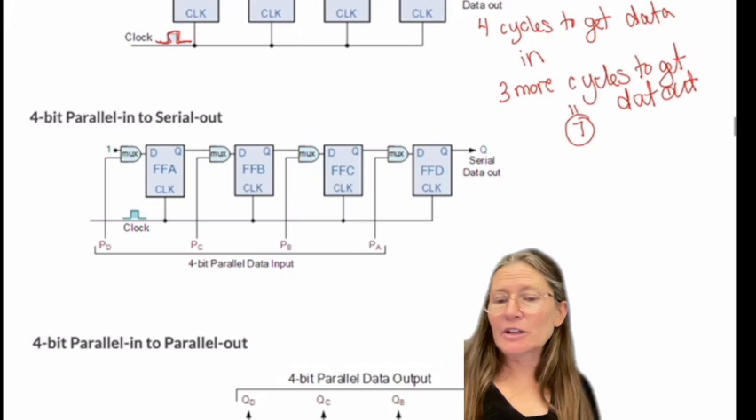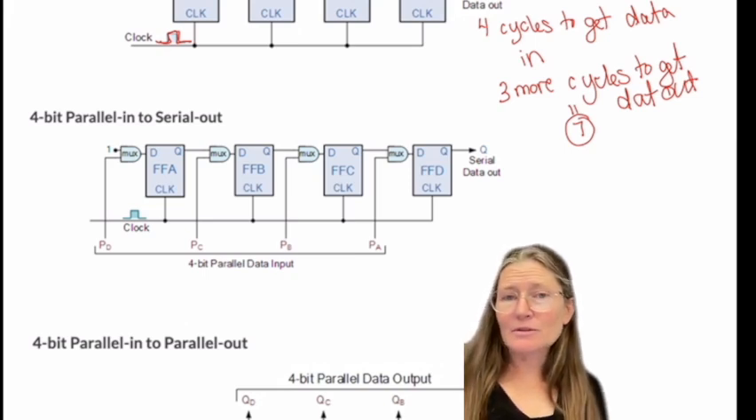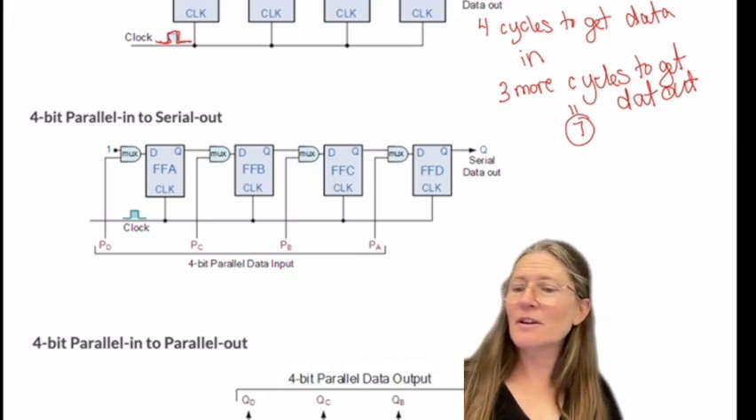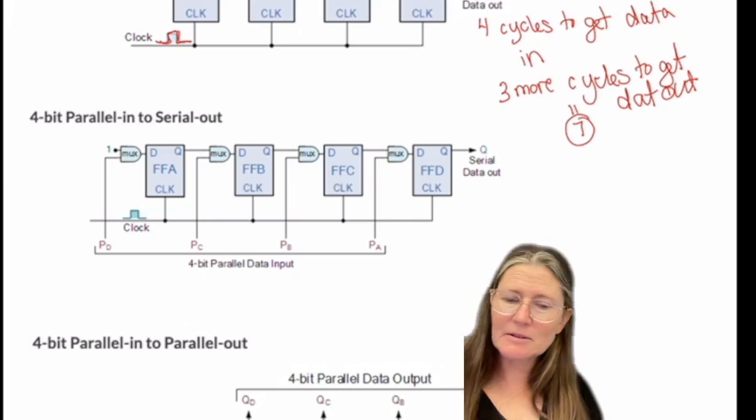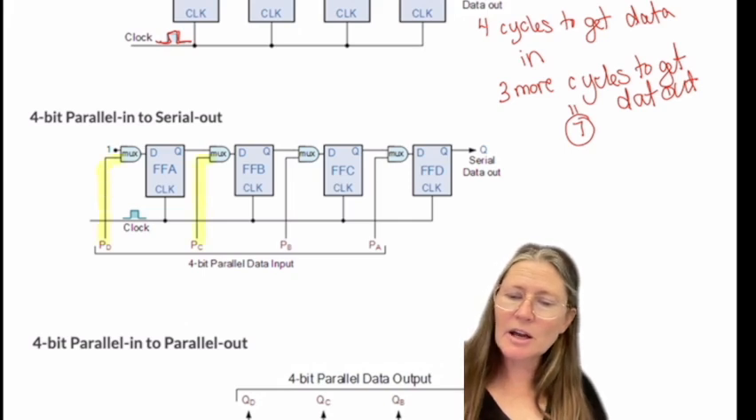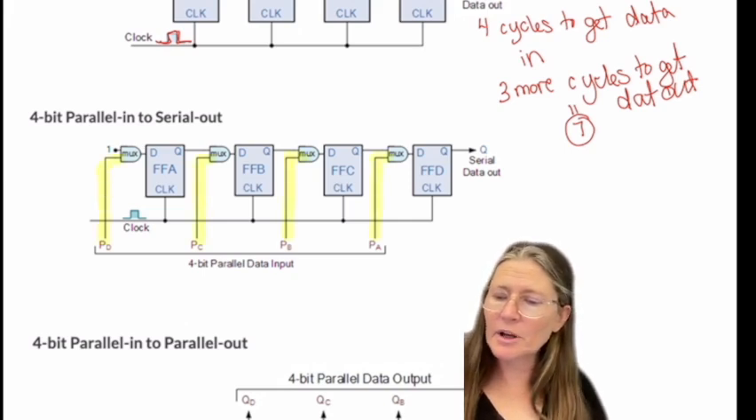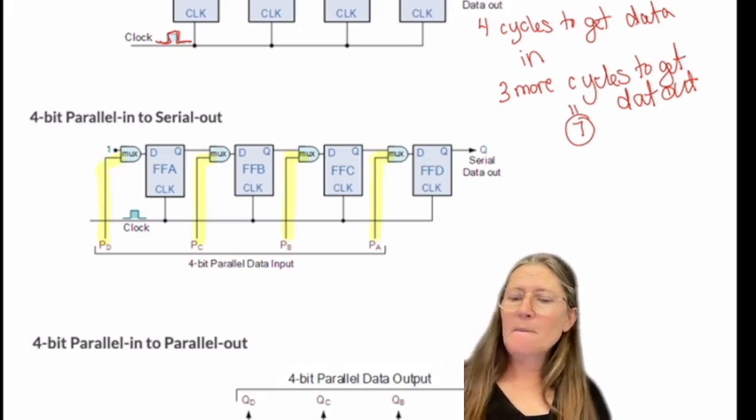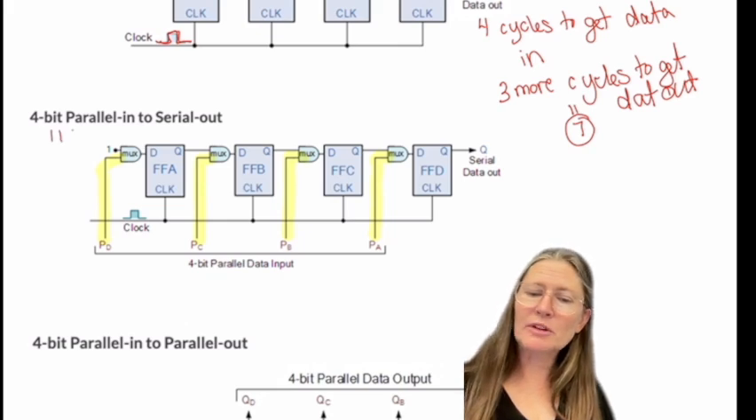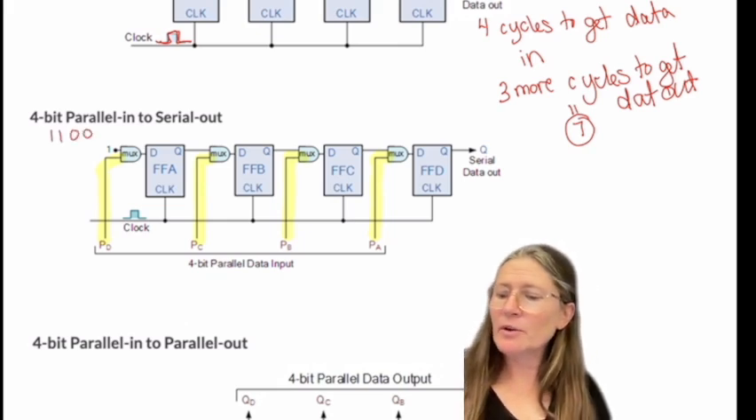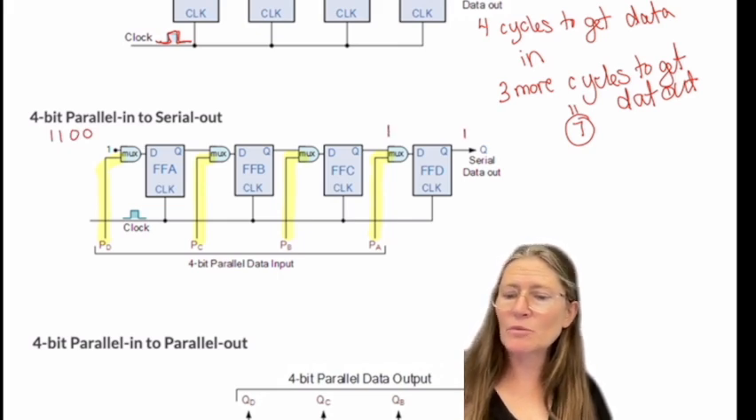Okay, parallel in and serial out. As I go through this, think about how many cycles it's going to take. These all come in at one time, going in. So say I had 1100. So again, the last one will be my most significant bit, 1100.